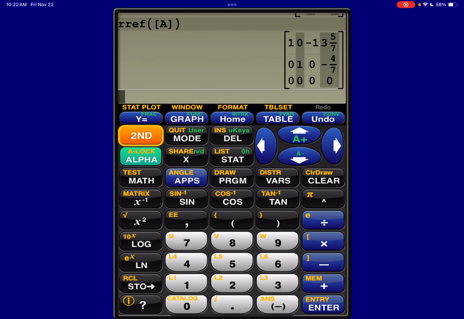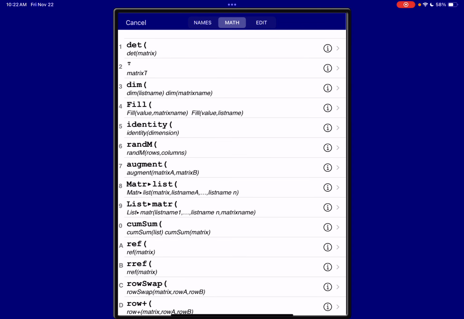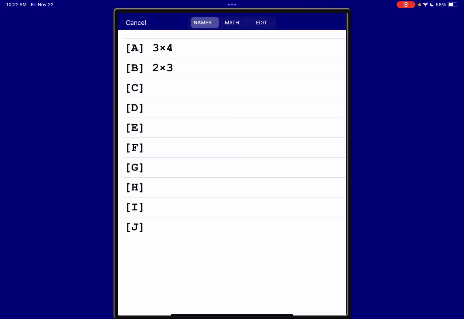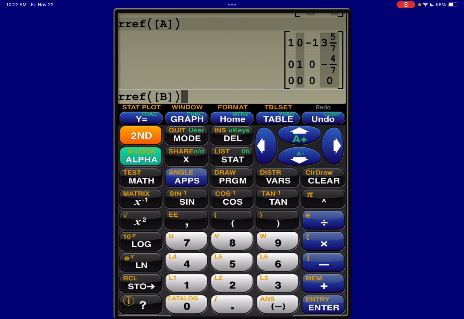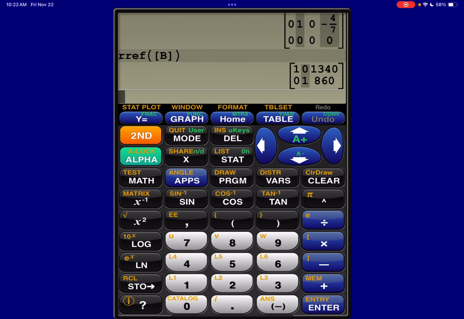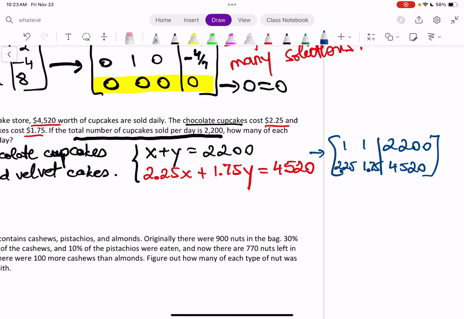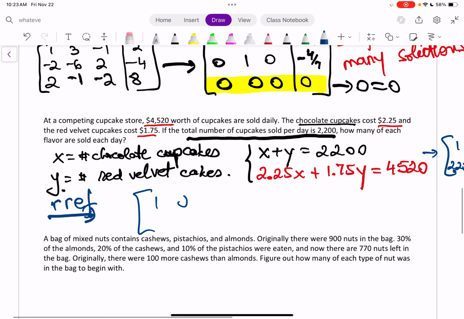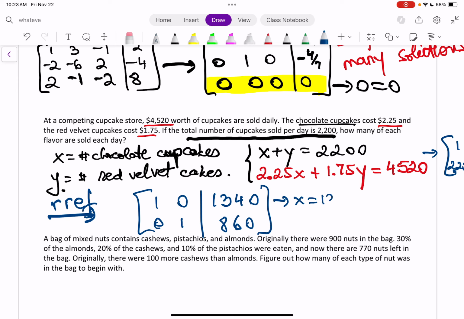Now get out of here and go back to second matrix, math, rref, go back to second matrix for names, and we wanted to rref B. And here it is, 1, 0, 1340, and then 0, 1, and then 860. Okay, so that means what? X equals 1340, and we've defined X as the number of chocolate cupcakes.